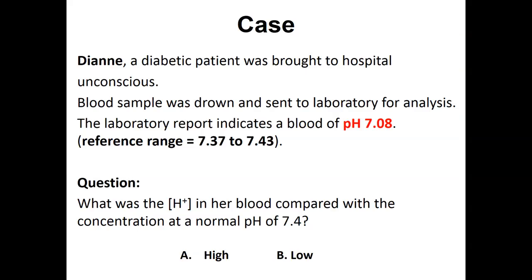Now, first case. Since you're going to be clinicians, put it in this perspective, all right? Diane, a diabetic patient, was brought to hospital unconscious. The blood sample was drawn and sent to the lab for analysis, and the laboratory report indicated the pH of her blood is 7.08, okay? And the pH range of our blood is between 7.37 and 7.43, okay? So what is the proton concentration in Diane's blood compared to the range?